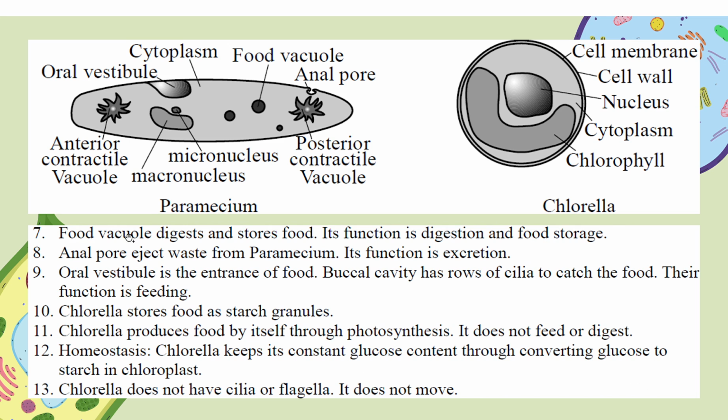And then food vacuole. Okay, food vacuole digests and stores food. Okay, digestion. And then the anal pore is here at the back. Okay, it ejects waste from the Paramecium. Okay, its function is excretion. Okay, and this is the oral vestibule. We have discussed the cilia move things inside for entrance of food. Okay, it is for feeding.